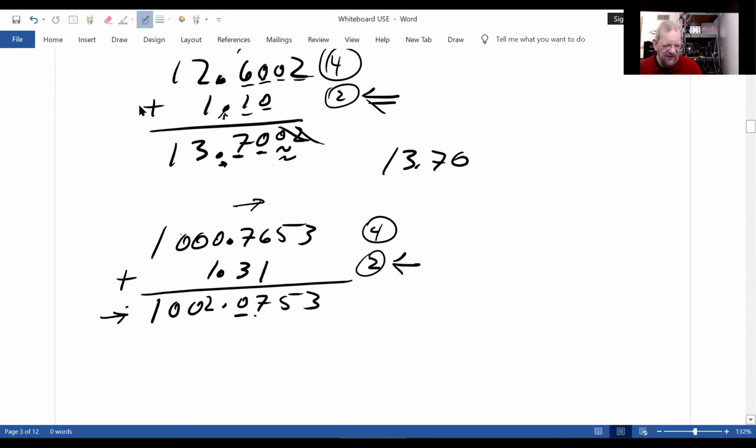Keep the 0, keep the 7. Use this to round off. Is that 5 or higher? And the answer is yes, it's 5. So I'm going to drop this and increase this by 1. So it's 1002.08. And that's how you do significant figures.